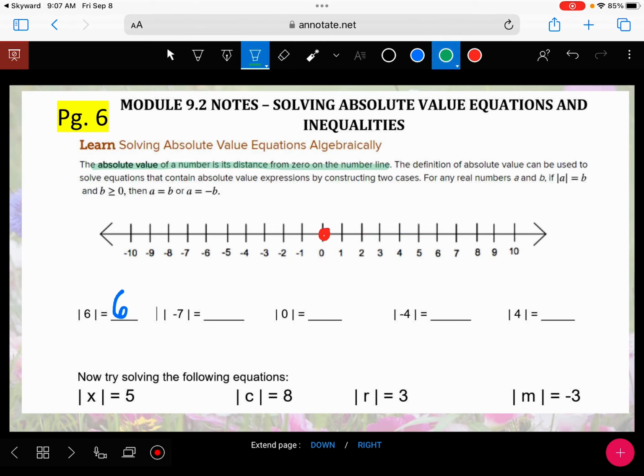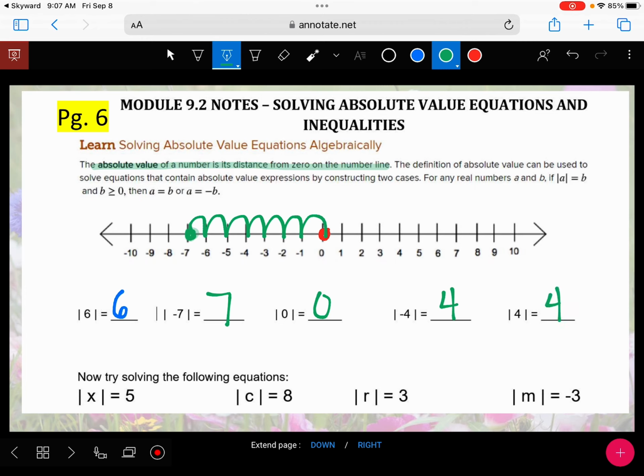Negative 7, even though it's on the left, if I count how many hops it takes from that green dot to get to the red dot, 1, 2, 3, 4, 5, 6, 7. It's still 7 hops. That's why the absolute value is always positive. The absolute value of 0 is 0. What do you think the absolute value of negative 4 is going to be? Positive 4. And the absolute value of positive 4 is also positive 4.